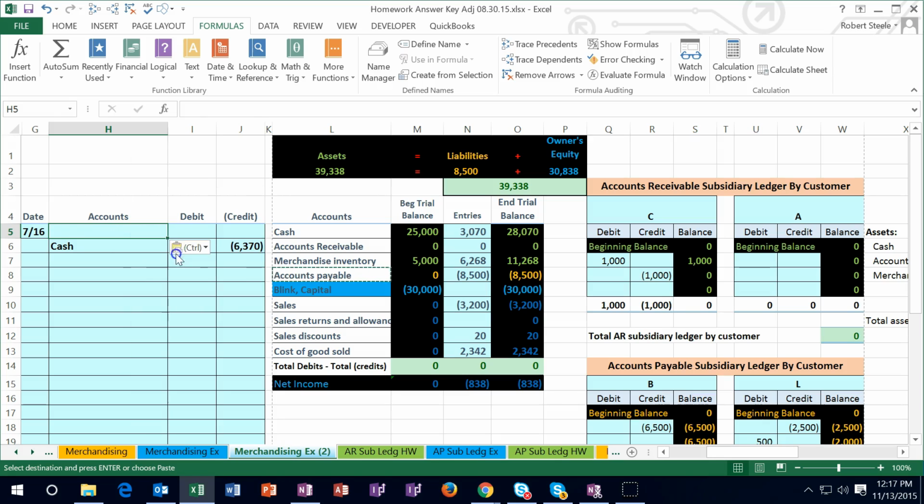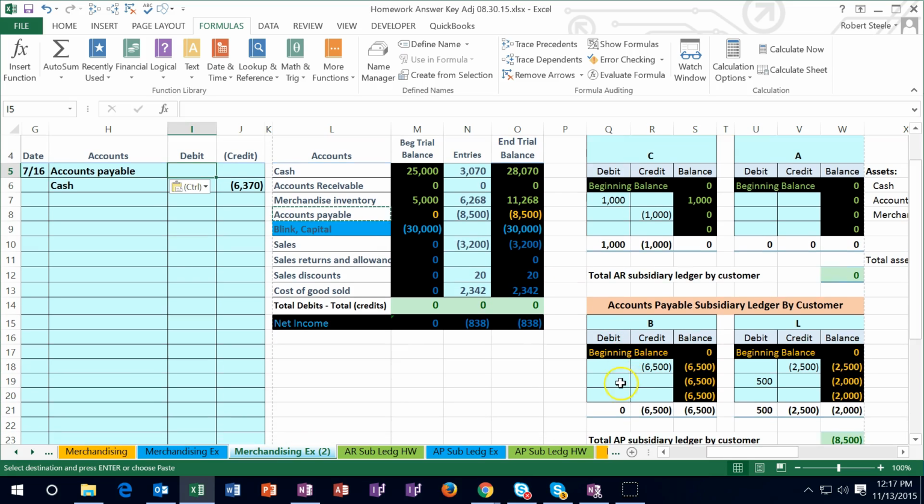So I'm going to right click, paste 1, 2, 3 on the debit side. We're not going to debit it for 6370 though, because if we did, note what would happen is we'd still be showing that we owe money to B. And we don't owe B any money. We're completely paying them off. We're getting a discount because we paid within the 15 days. So we're going to debit the full amount of 6500.